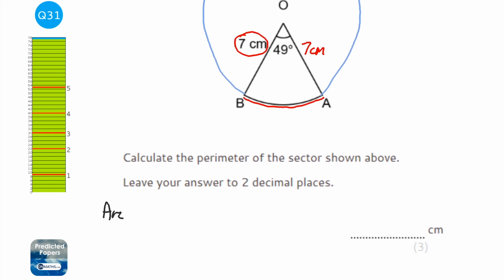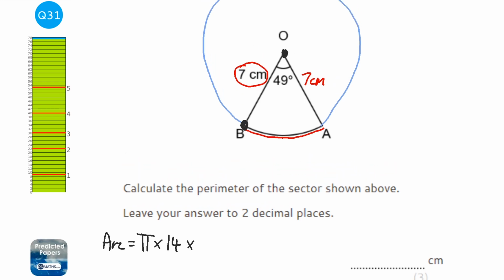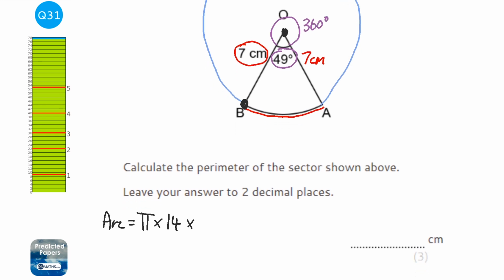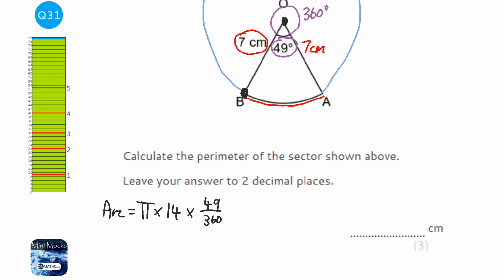So to work out the length of the arc, we're going to do the full circumference of the circle, which is pi times the diameter. Now the diameter here is going to be 14 because the radius, the distance between the outside of the circle and the centre of the circle, is 7, and the diameter is twice the radius, so that's going to be 14. But that will give us the whole circumference, and we don't want the whole circumference, we want just this 49 degrees of it. So we need to write that as a fraction. So 49, the total in the circle is 360, therefore as a fraction that's going to be 49 over 360, and it's always over 360 because the circle always adds up to 360 degrees.